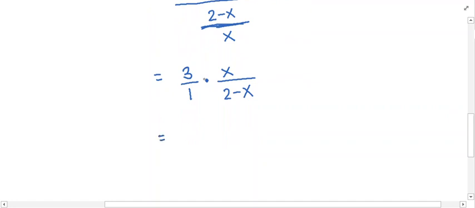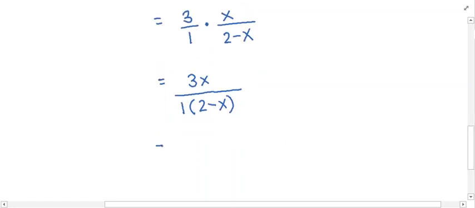Okay, so to multiply two fractions, you multiply across the top. So 3 times x is 3x. And then you multiply across the bottom, 1 times the quantity 2 minus x. So this whole thing simplifies to be 3x over 2 minus x. Okay, this is your new function. This is f of g of x.